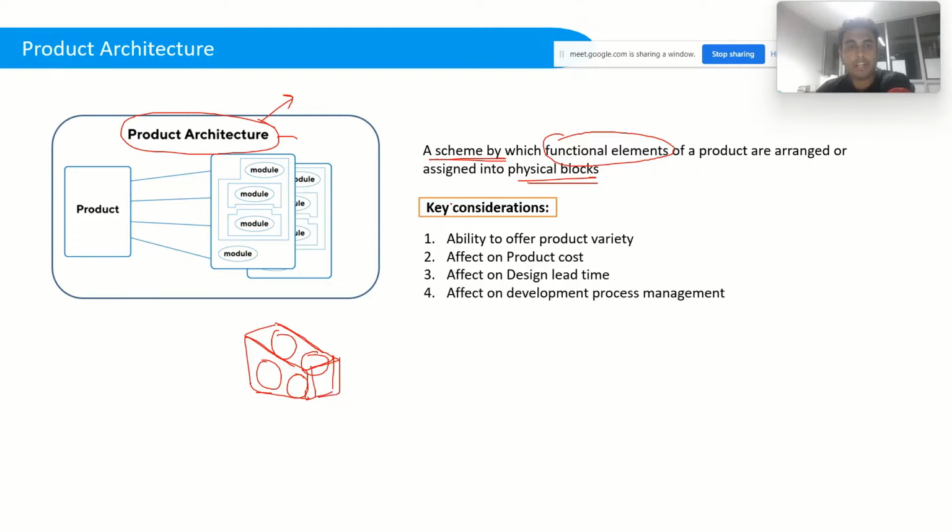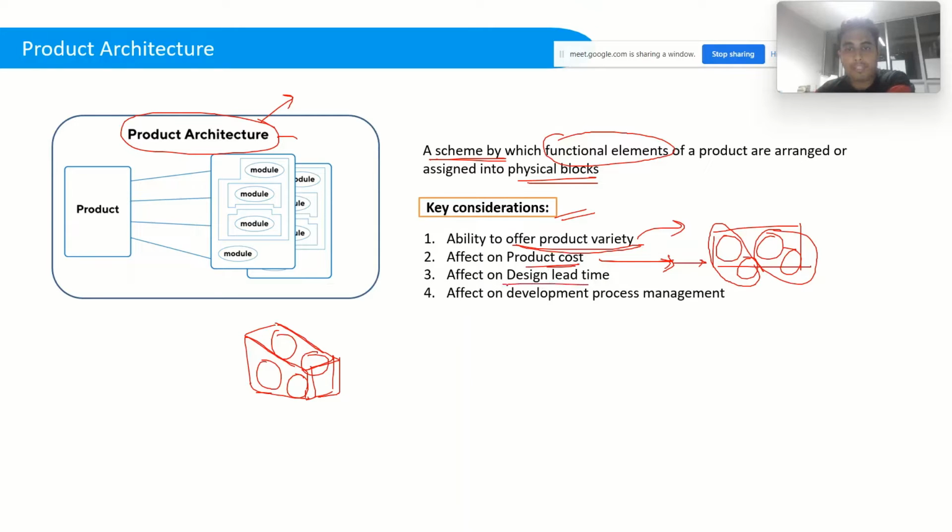Okay. So the key considerations we need to take are, first, product variety. While trying to define a product architecture, we need to consider the variation among the products. Then, when we break down a particular product's functionalities and group them into specific modules, are we going to increase the product cost? Which is the best possible way of grouping functionalities so that we can have a reduced cost?